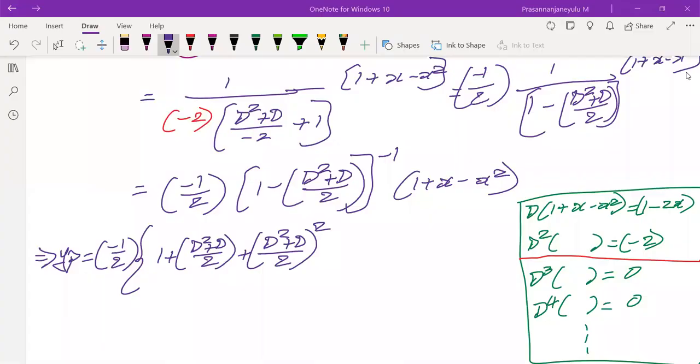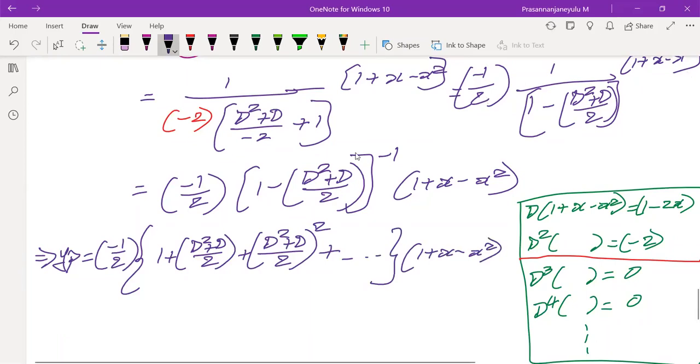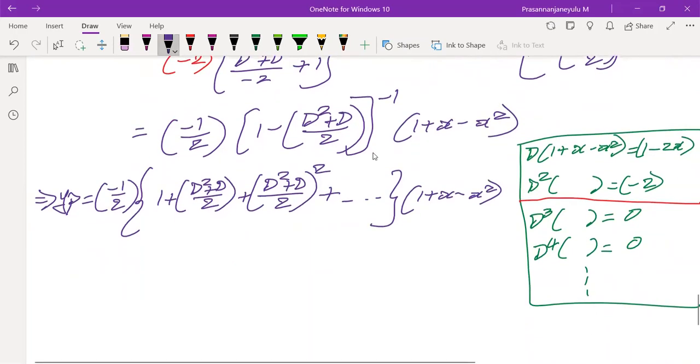Yes, we have to stop with this, because I mentioned here up to second derivative existing, so up to power 2 only we have to continue. But you mentioned plus and so on of 1 plus x minus x square. Now we have to do the simplification inside the brackets. While we do the simplification, minus 1 by 2 will be the same.